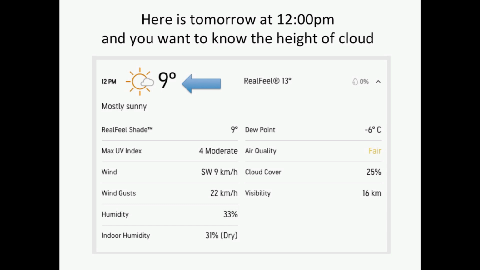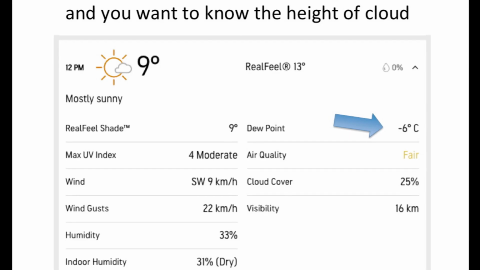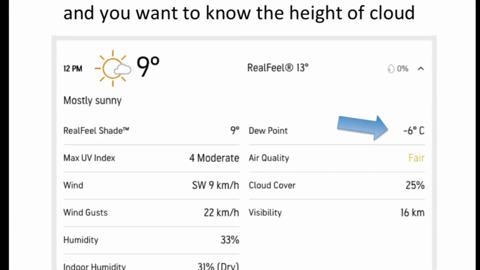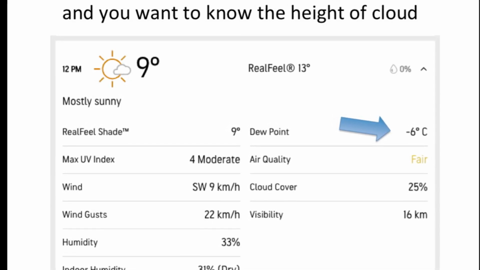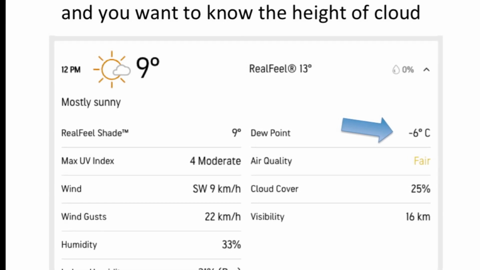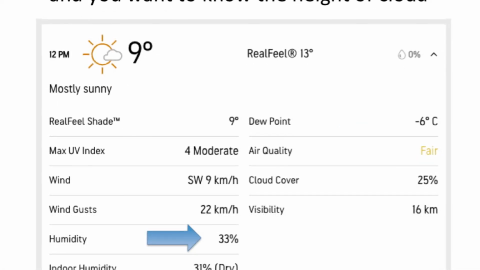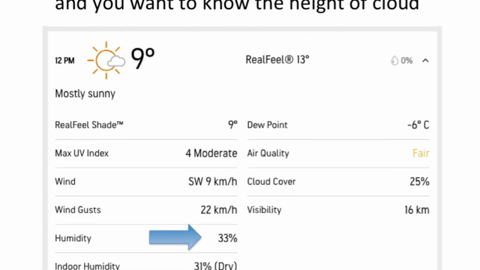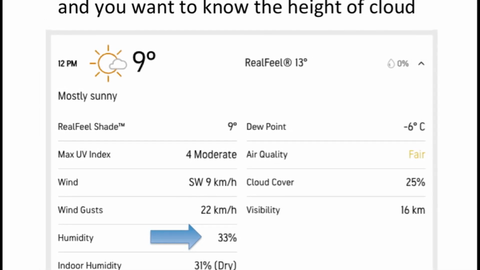Okay, the first thing you're going to need is the ground temperature, and in this case, if we're flying at 12 o'clock tomorrow, we're going to take a look at that time period, and I see it's 9 degrees. Now that you've got your ground temperature, the next thing we're going to focus on is the dew point, and we can see that here it is at -6 degrees Celsius. And there's one more point here I want to share with you, is that we have a relative humidity at 33%, so hang on to that.